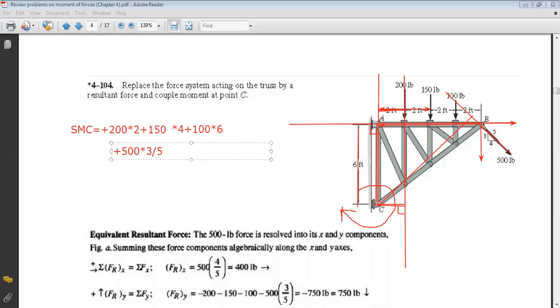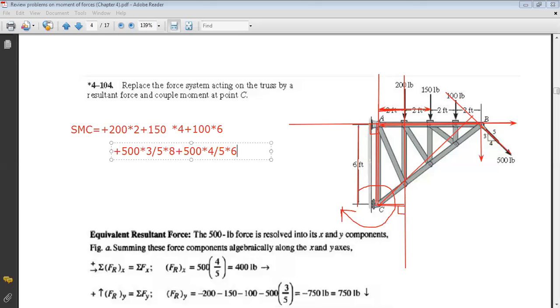times 8. And it's plus the x component, so absolute value, x is already positive. So plus 500 times 4 over 5 times 6. And in this way, I get the resulting moment. And since all forces are producing clockwise moments, of course the resulting moment will be clockwise.